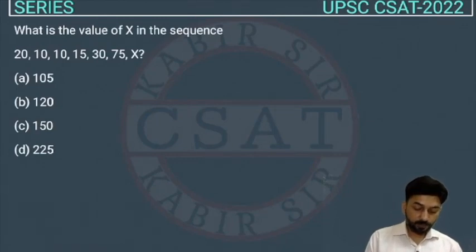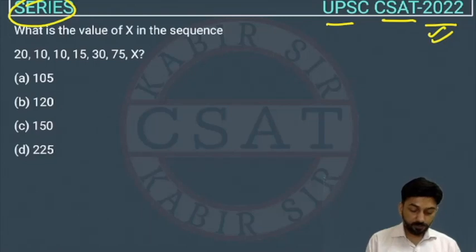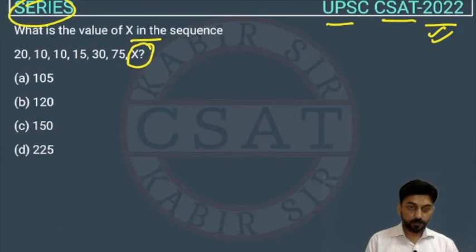This is a question of series asked by UPSC in their CSAT paper of 2022, right? So this question is asked in 2022. So this is the series they have given. What is the value of x? So we have to find this x, this value we have to find. So now we have to see the relationship. What's the relationship in this?